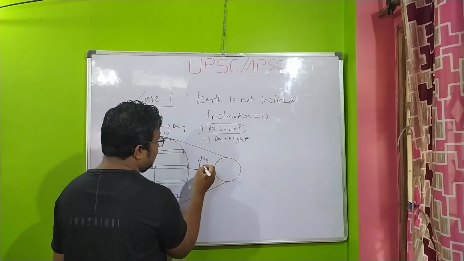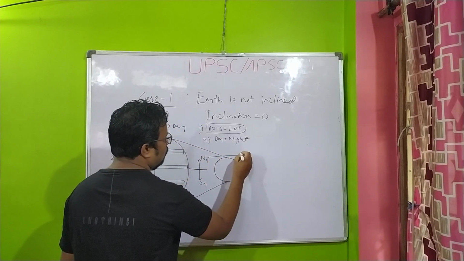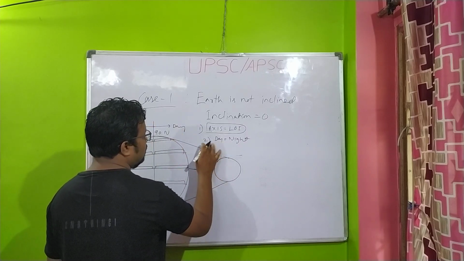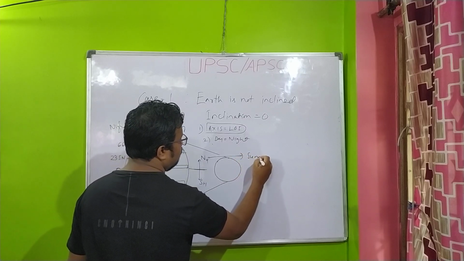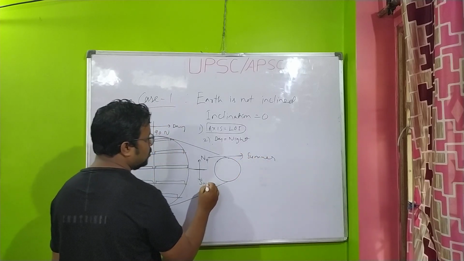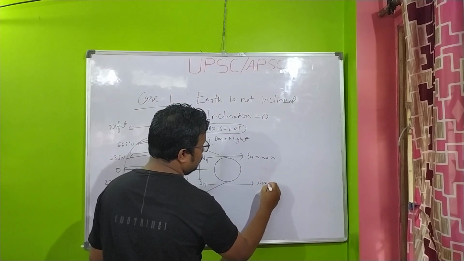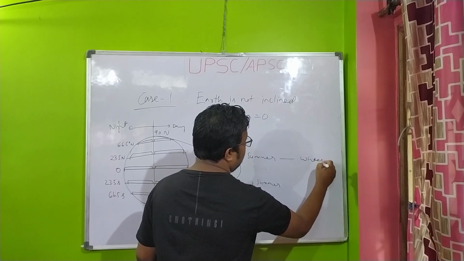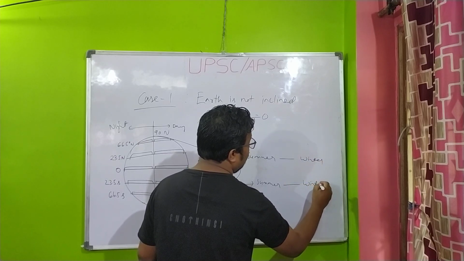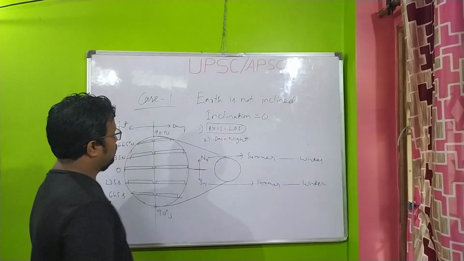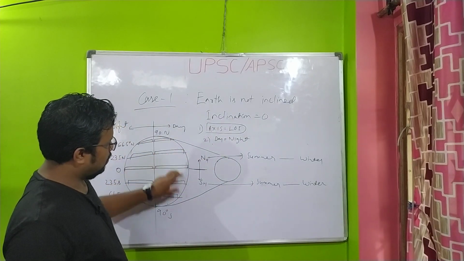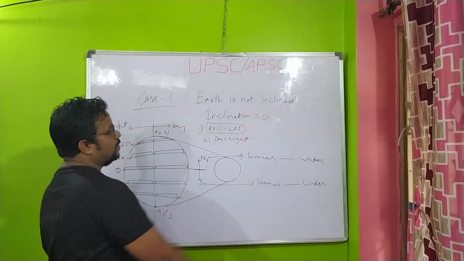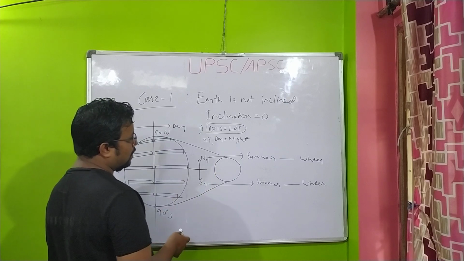If day is equal to night everywhere, then season would have been the same. If the northern hemisphere is summer, then the southern hemisphere would also be summer. If the northern hemisphere would have been winter, then the southern hemisphere would also have been winter, because temperature is the same in both hemispheres. If inclination would have been 0, these are the three things we can conclude.